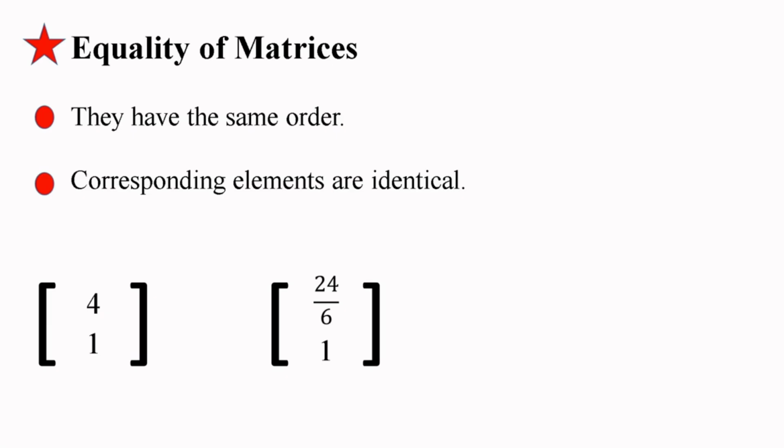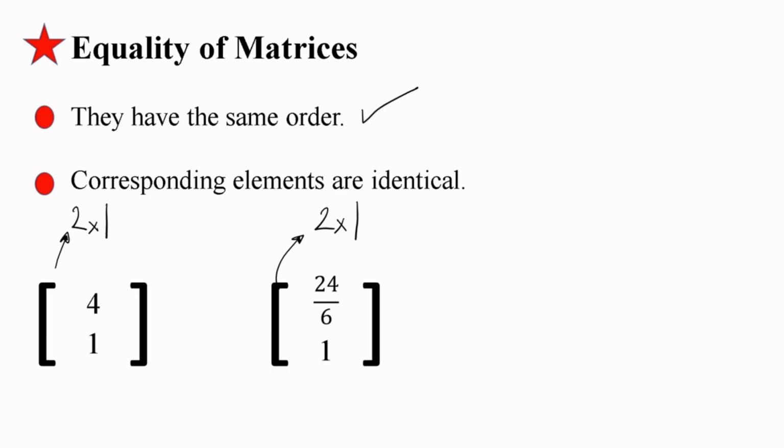Look at these two matrices. First of all, let's talk about the order. We must check if the order of both of them is the same or not. Here in the first one, the order is 2 by 1 because we have 2 rows and 1 column. And in the second one, 2 by 1 as well. So we do not have any problem with the first condition.